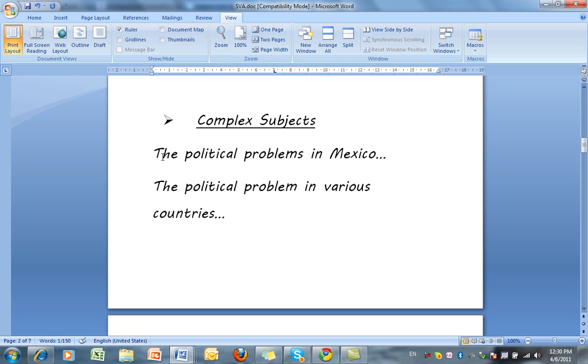It says here, the political problems in Mexico. Now the question is, this is the subject, the political problems in Mexico. But inside the subject, we have more than one noun. Mexico, problems. So the question is, which one of these tells us what kind of verb we should use? I want you to answer that question for yourself. The political problems in Mexico are serious, or the political problems in Mexico is serious?